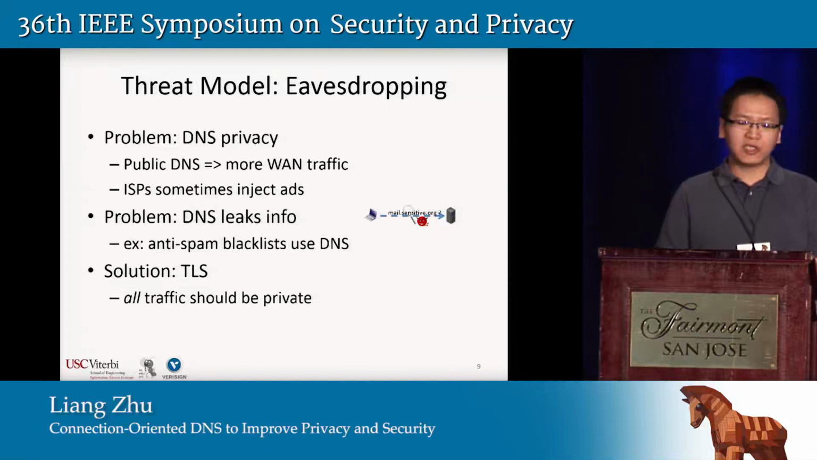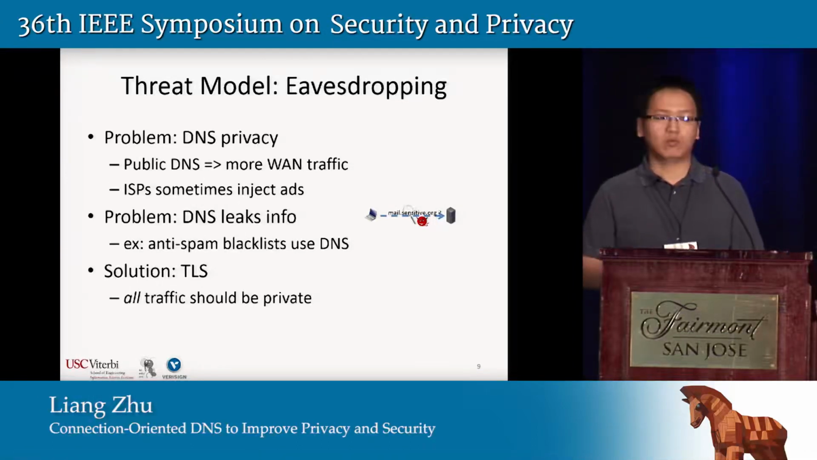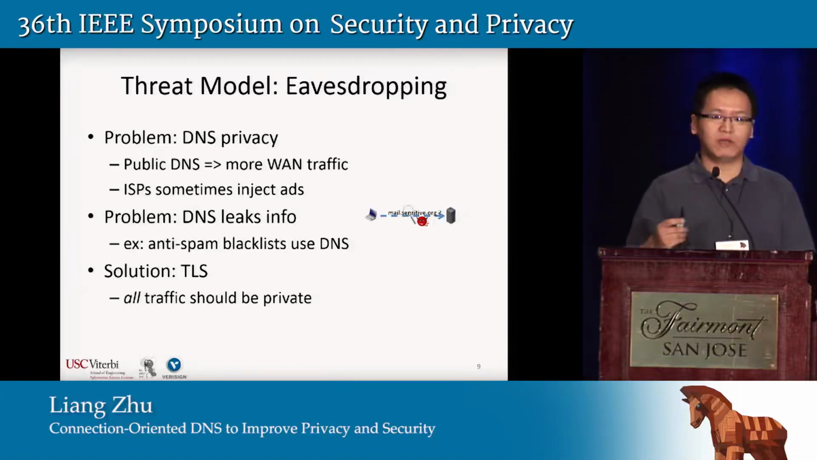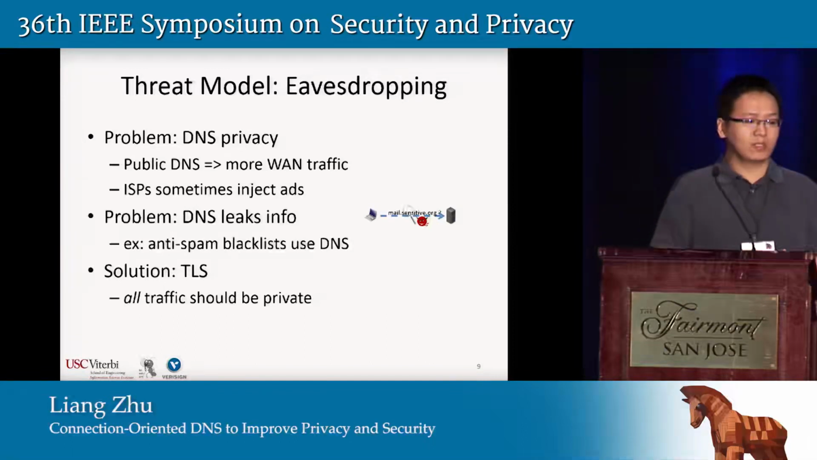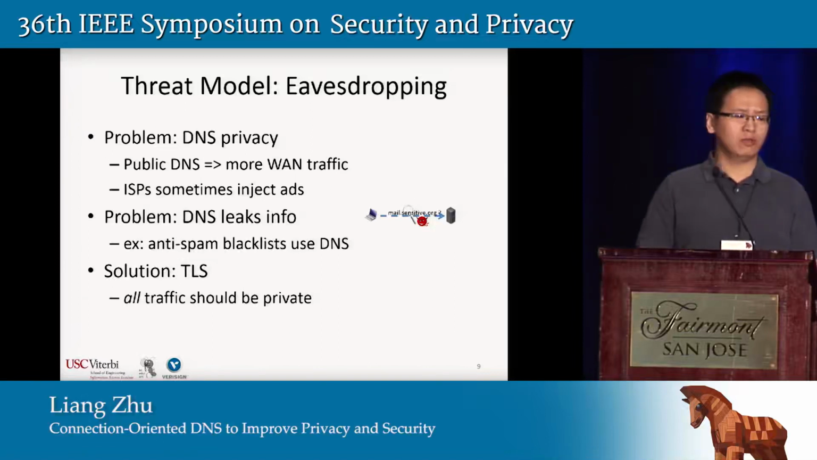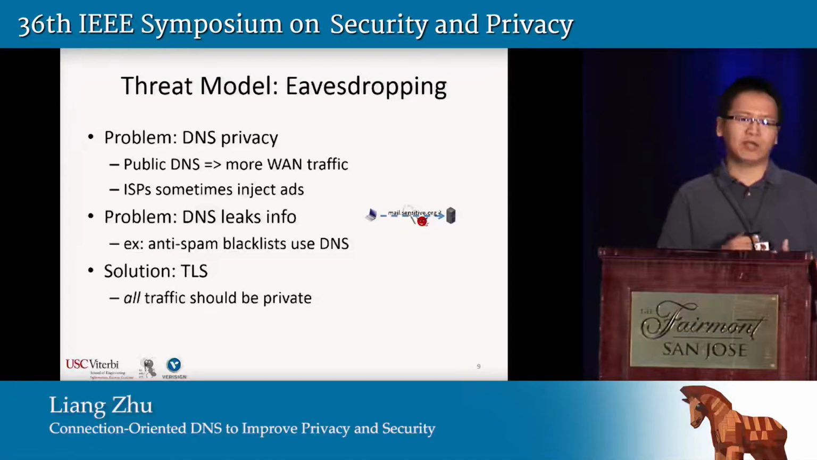The second threat is eavesdropping. Actually, there is no privacy over the wide area network. If you are using public DNS right now, your queries have already been exposed to the public. Also, DNS is not just about IPs. There are some other services which use DNS, for example, checking for spam. That kind of information should be private as well.